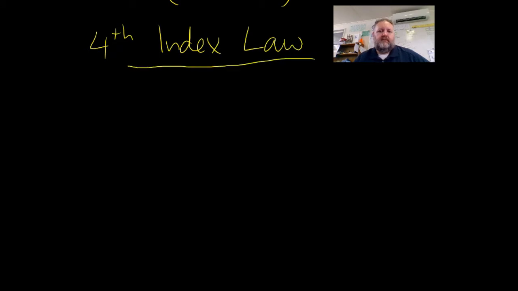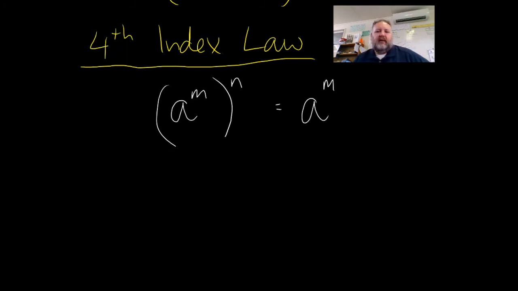Let's get into our fourth index law. Okay, so our fourth index law is all about brackets. And I'll go back to white. I got stuck in yellow there for a bit. A to the m, to the power of n, will be equal to a to the m times n.